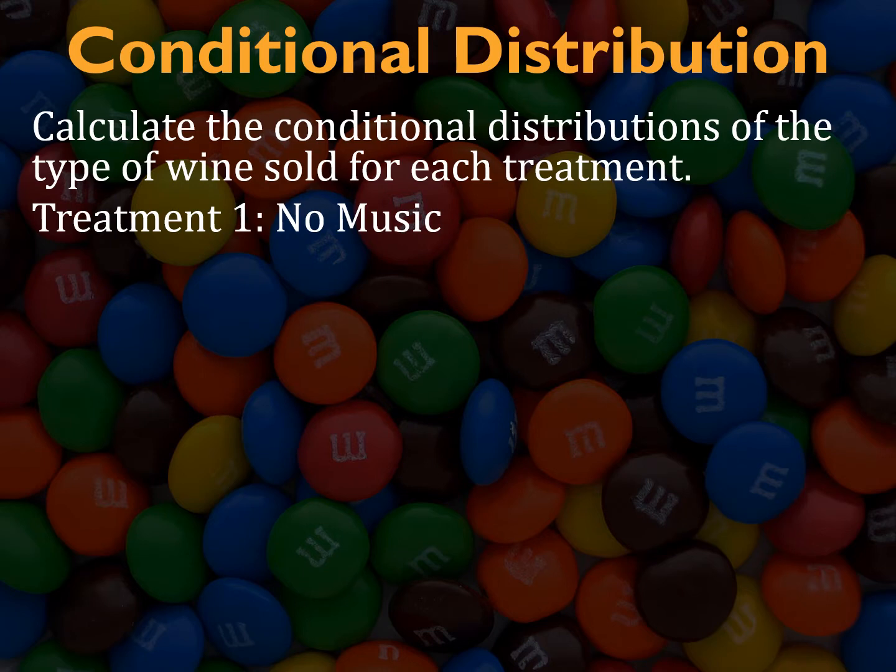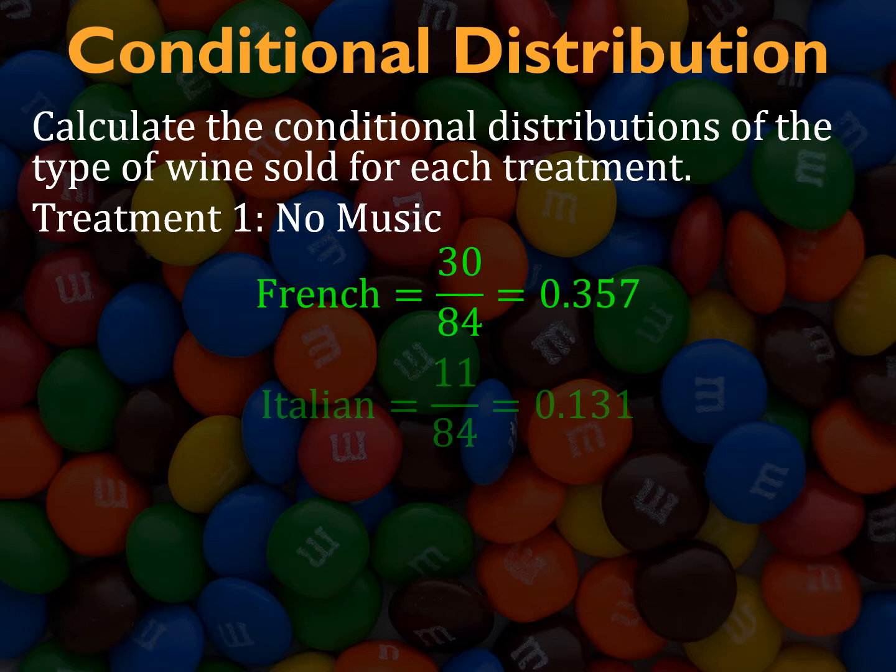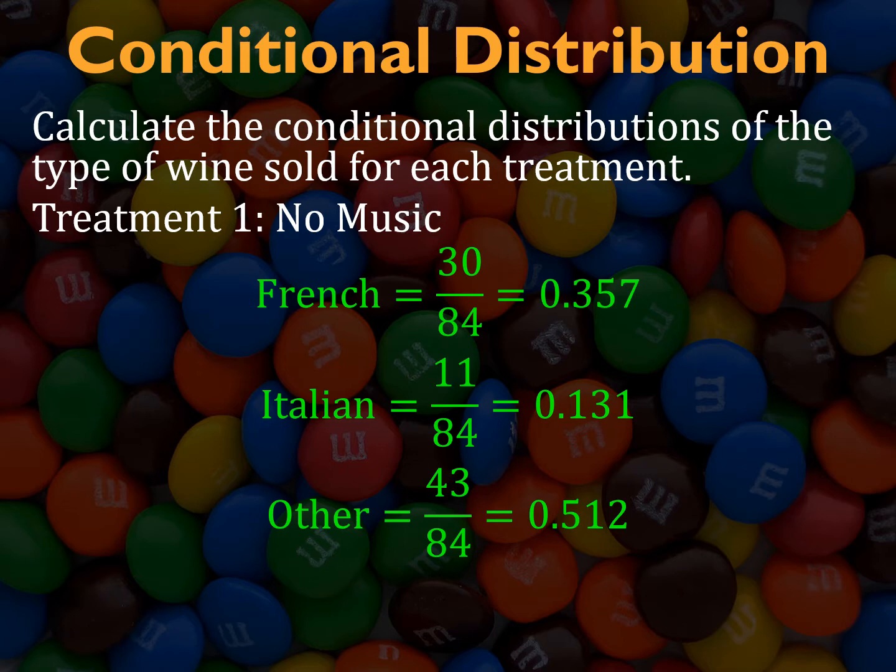So now we're going to calculate the conditional distributions of the type of wine sold for each treatment. The first treatment was no music. Out of the 84 bottles of wine purchased with no music, 30 were French, 11 were Italian, and 43 were other. So you'll see the proportions of each type of wine purchased when there was no music. We're going to do the same with the other two treatments.